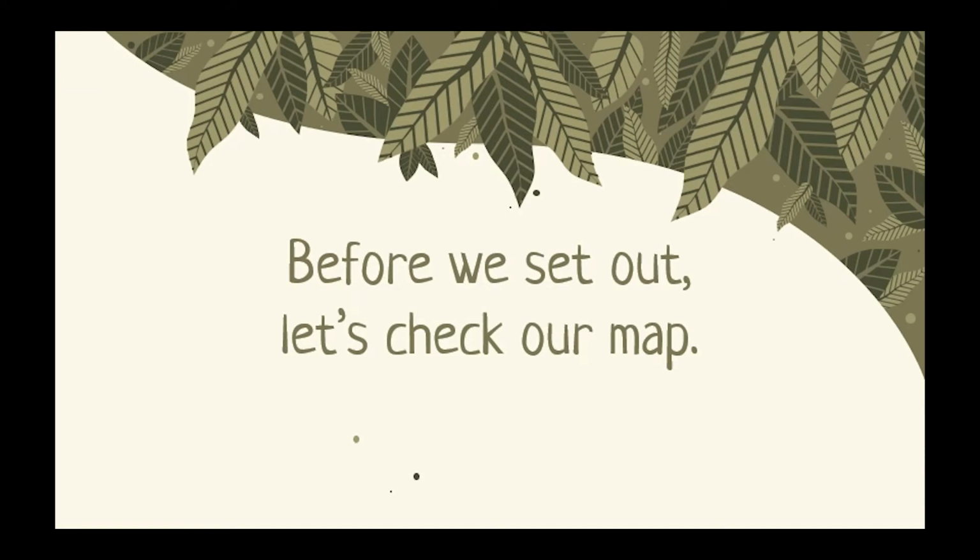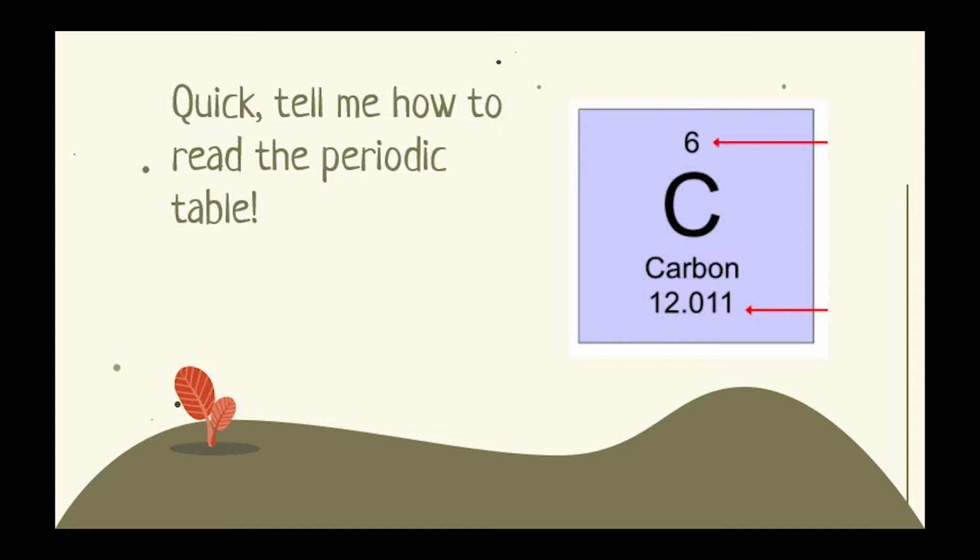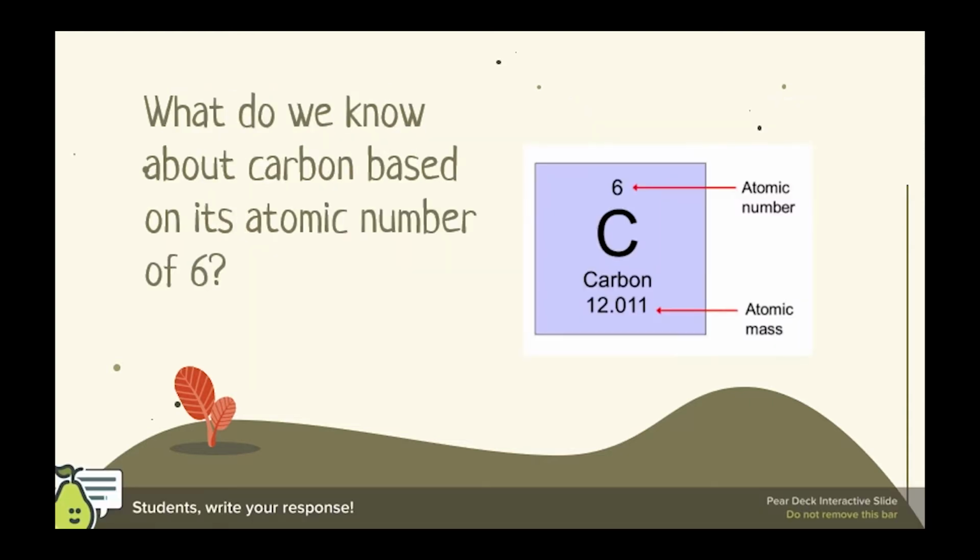Before we get much farther, we'll need to have a map. As you probably guessed, our map is the periodic table. Before using the periodic table today, let's remind ourselves how to use it. There are 2 main numbers for each element on the periodic table. For carbon, those are listed here. The one at the top, 6, is its atomic number, and the one at the bottom, 12.011, is its atomic mass. What do these mean?